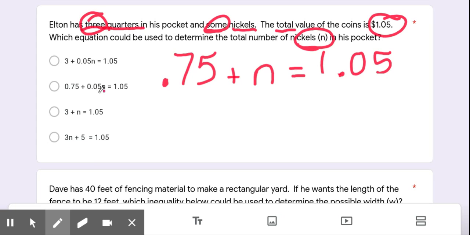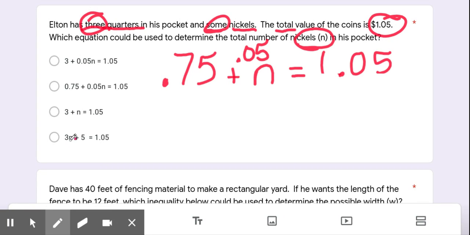But this 0.05 is there, right? Because a nickel is worth 5 cents. So I want 0.05 with that N. So 75 cents because I have 3 quarters, and then 0.05 times N because I have some nickels, but I need to find the number of nickels, and that equals my total here. This other one is just adding the total number of coins you have. If it gave you the total number of coins, that one would be correct.